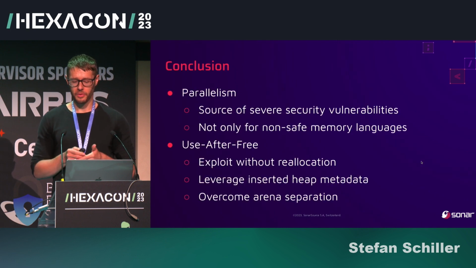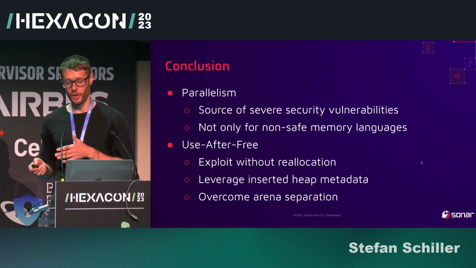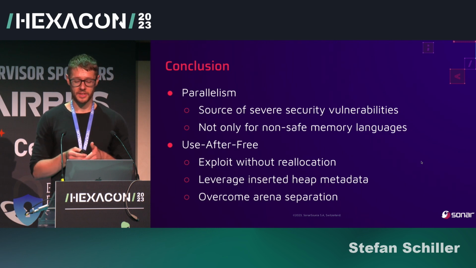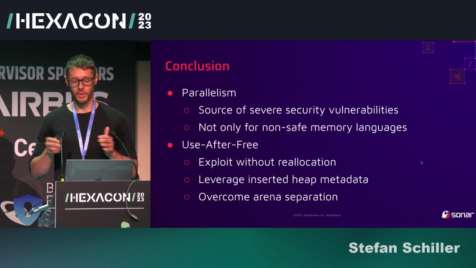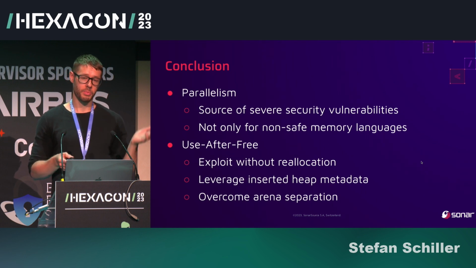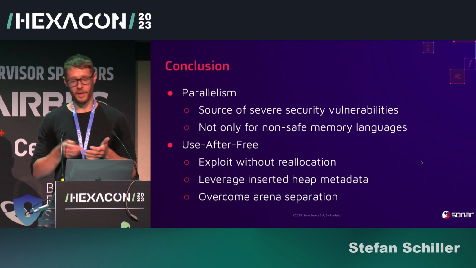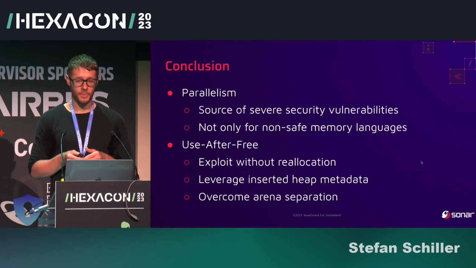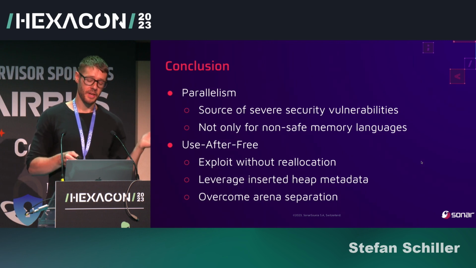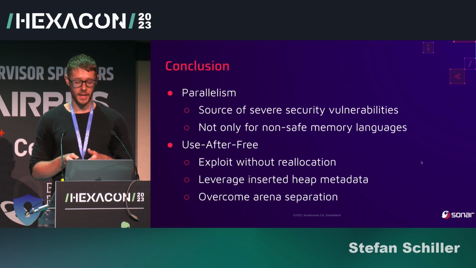Parallelism has been around for decades, but is still a source of severe security vulnerabilities nowadays. This is not only true for non-memory safe languages like C, but the exploitation part is definitely the most fun for these. In this case, we've seen that it might not be required to reallocate a free chunk to exploit a use after free vulnerability if we can leverage the heap metadata. Of course, this is totally dependent on the specific scenario, but it's definitely a viable option to keep in mind.